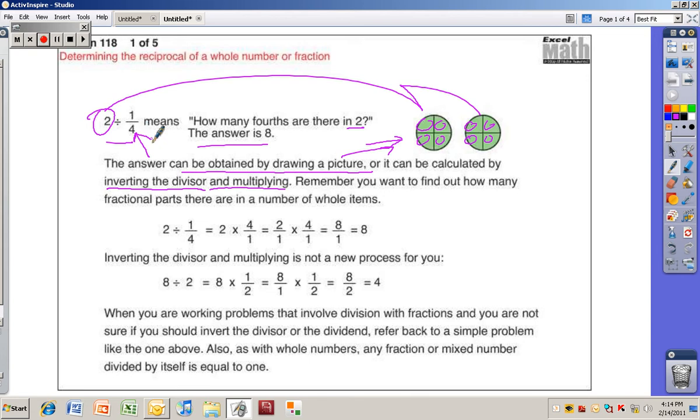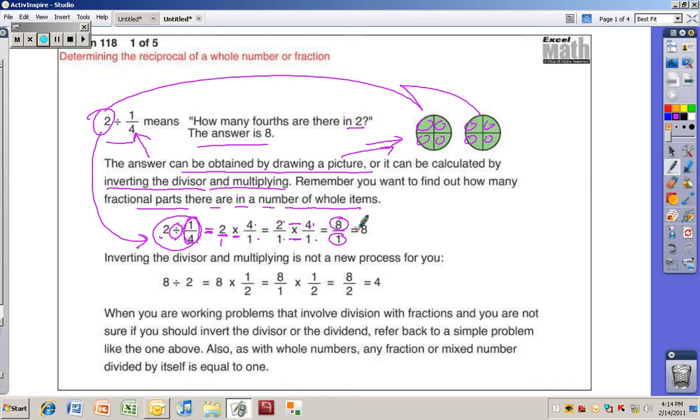Remember, you want to find out how many fractional parts there are in a number of whole items. So the way that they do this is they write 2 divided by 1/4. There's the problem they gave you from up here. And they're saying that that's equal to 2 times, they're changing this to a multiplication problem, and then using the reciprocal of 1/4, or 4 over 1. Then they rewrote it as 2 over 1 times 4 over 1. All they did here is change that 2 to being 2 over 1, and then just do it like a regular fraction multiplication problem. 2 times 4 is 8. 1 times 1 is 1. 8 over 1 is equal to 8.